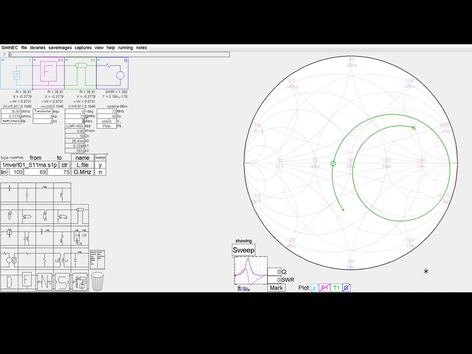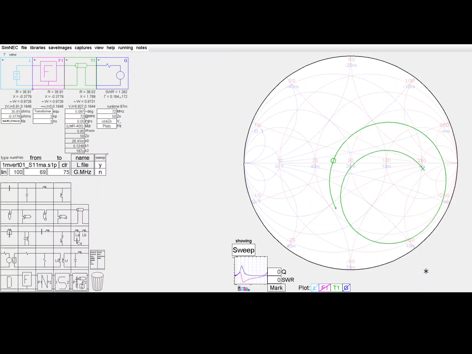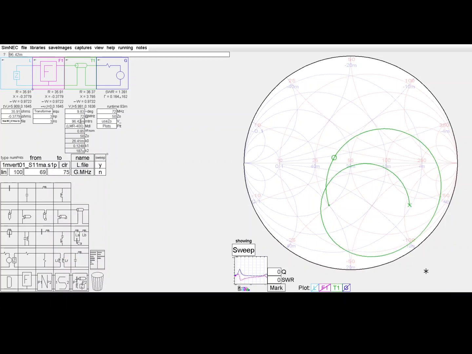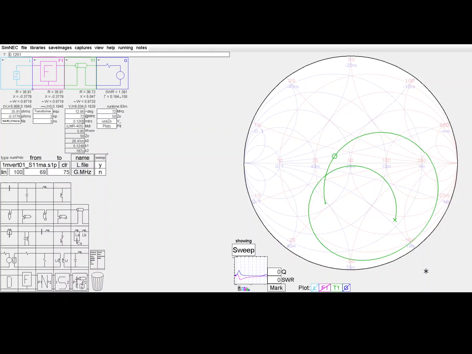And I'll insert a small length of this, just 50 millimeters. So if you watch the green trace, it's moved. So this point here has rotated circularly about the centre. Let's increase that length and you can just watch the chart rotate. Now, it rotates more at the high frequency end than the low frequency end. So what you'll see happening is the loop shape is changing.